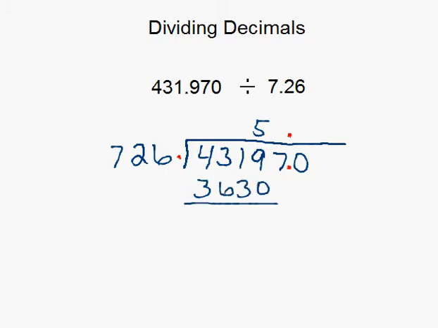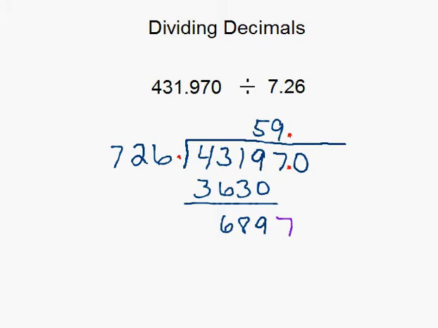726 times 5 is 3,630. And let's subtract. 4,319 minus 3,630 is 689. Now we'll bring down our 7. So let's divide. 726 goes into 6,897 9 times.